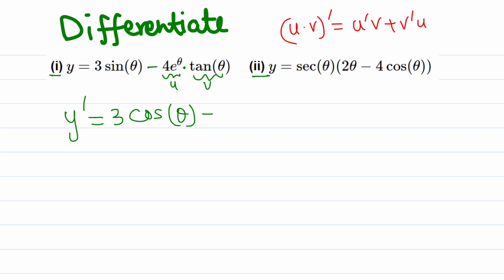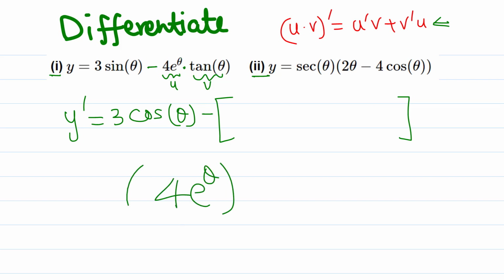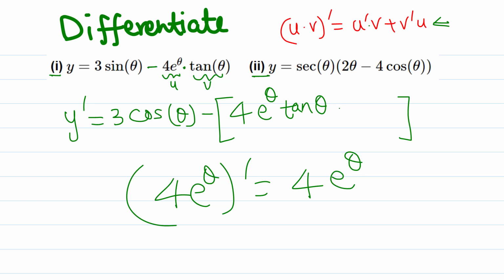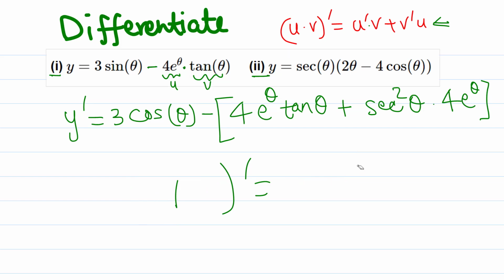So we are using product rule, so I'm going to put parenthesis or bracket, and inside using this rule, u prime: 4 e^theta, derivative of 4 e raised to theta. 4 survives. Derivative of e^theta is just e^theta. So 4 e^theta, that's u prime, times v. V is tangent theta. Plus, now v prime means derivative of v. Derivative of tangent is secant square theta times u, 4 e raised to theta. So we are done with the derivative.